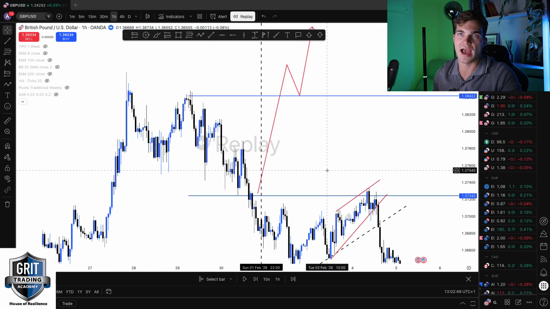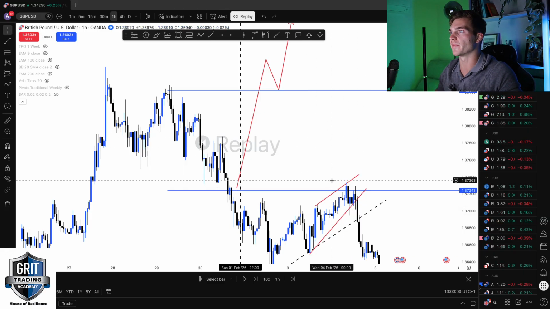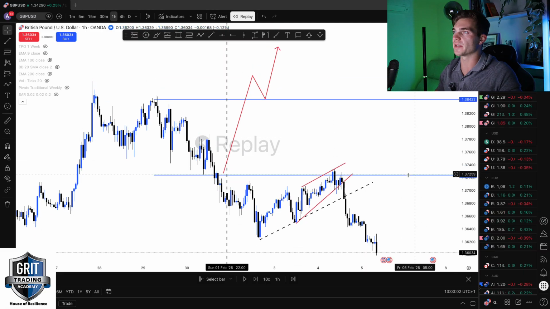So use that, play with it, see how you get along with it. It is a really good strategy. It's something I use quite often. I like to use it in these higher time frames. I find it's much more reliable when used in these higher time frames. So give it a spin and see what you think.